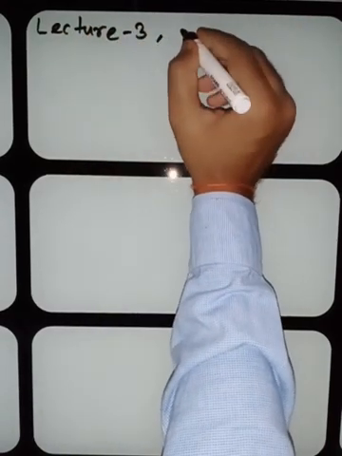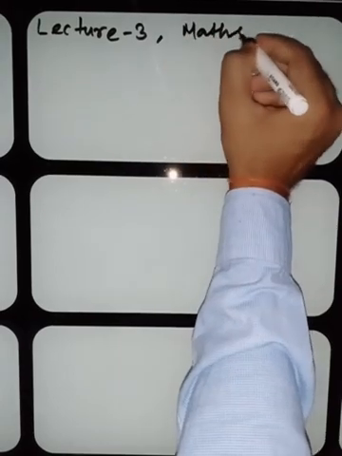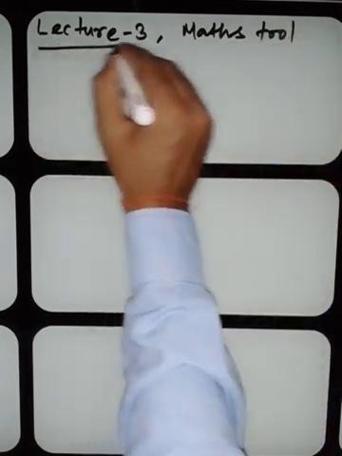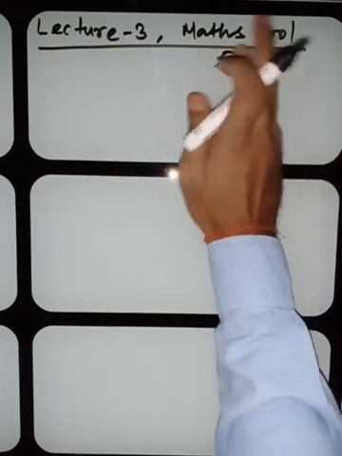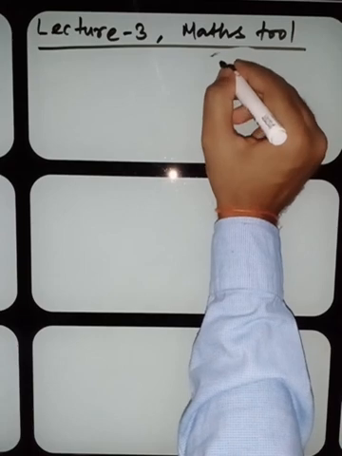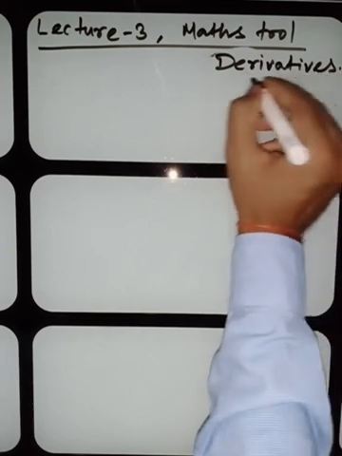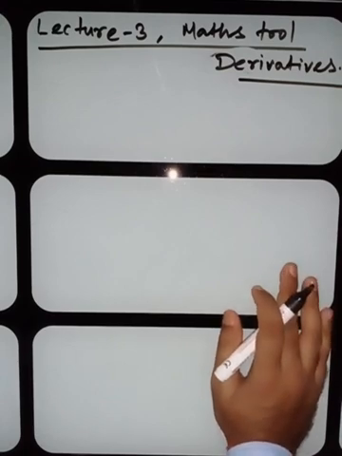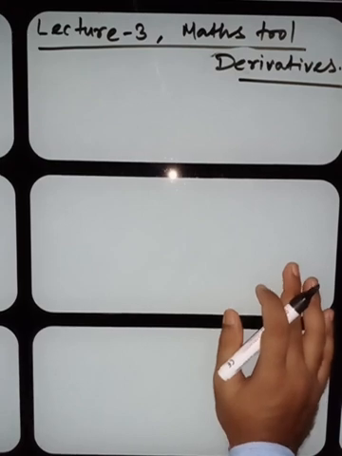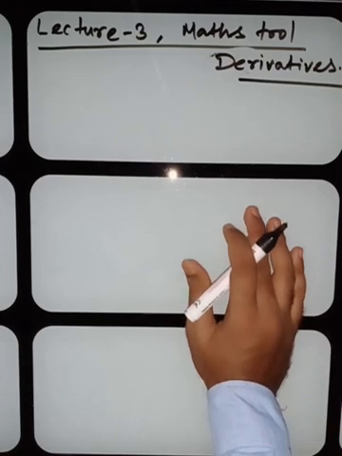What have we studied? We were in the section Mathematical Tools. Yes, we were doing differentiation, that is the derivative. Do you remember the formula of sin x? That is differentiation of sin x, differentiation of cos x, and differentiation of tan x. Kindly note down in your copy what you remember.